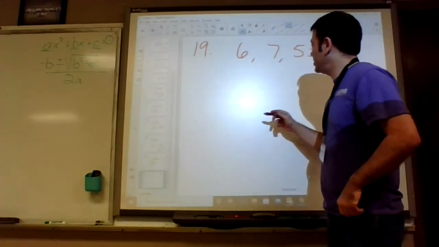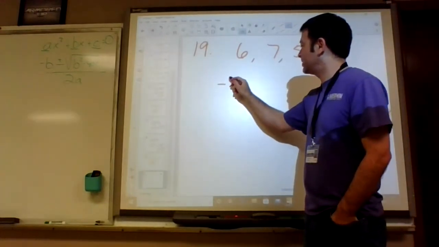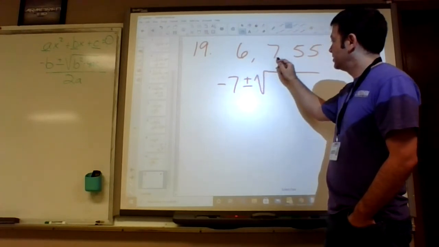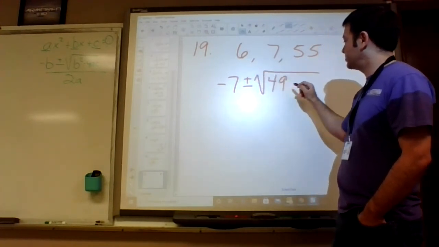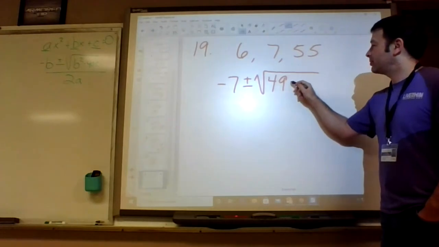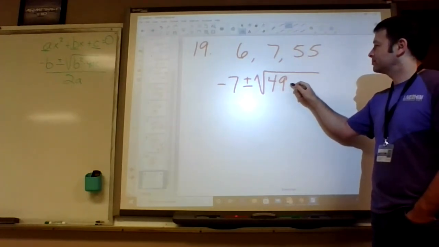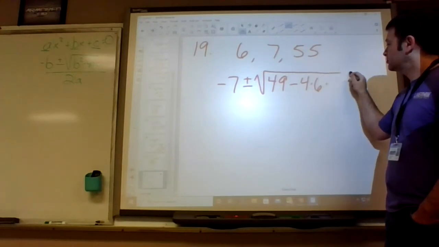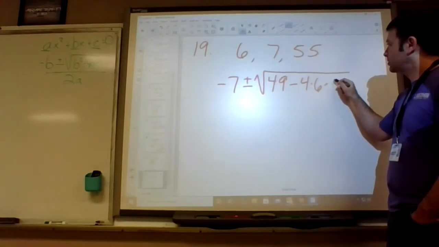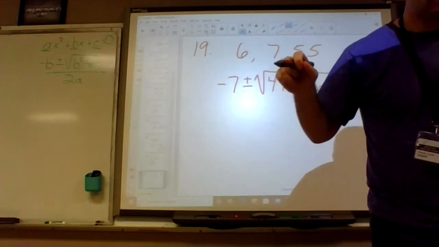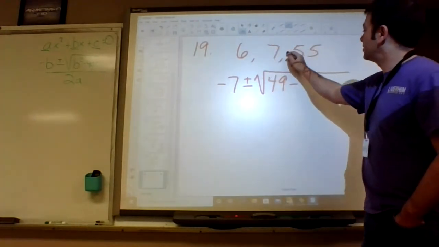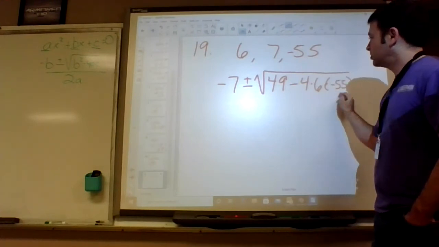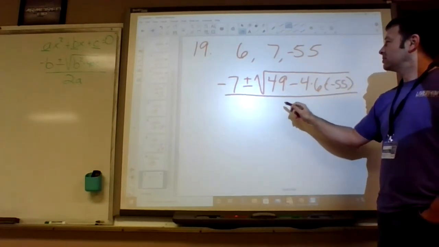Alright, negative b is -7 plus or minus the square root of 49. Oh yeah, you haven't done one, Jackson, have you? No. Okay, what would it be? Minus 4 times 6 multiplied by negative 55. Oh yeah, that's positive. I think it's supposed to be negative. Oh, it's supposed to be negative, you're right. Over 2 times a, so it'd be 12.